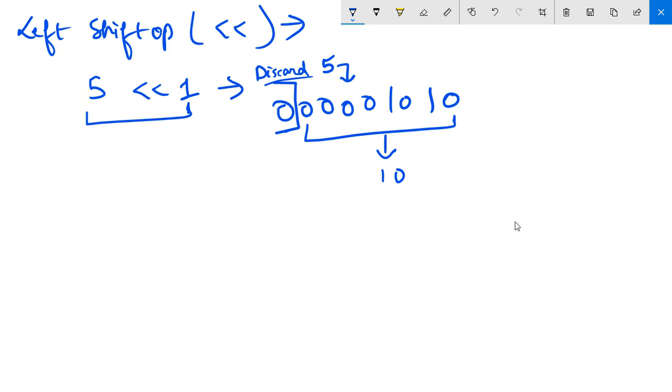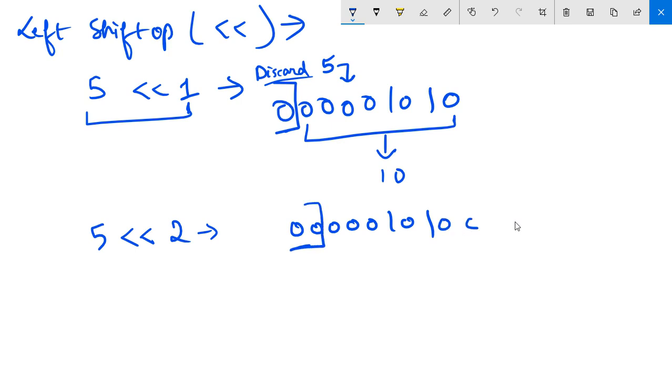Now let's take another example. For example, we can do 5 left shift 2. This was 5, and what we'll do is we'll discard these 2 bits and add two 0s at the end. So what it will become is 20. And this is how it works.